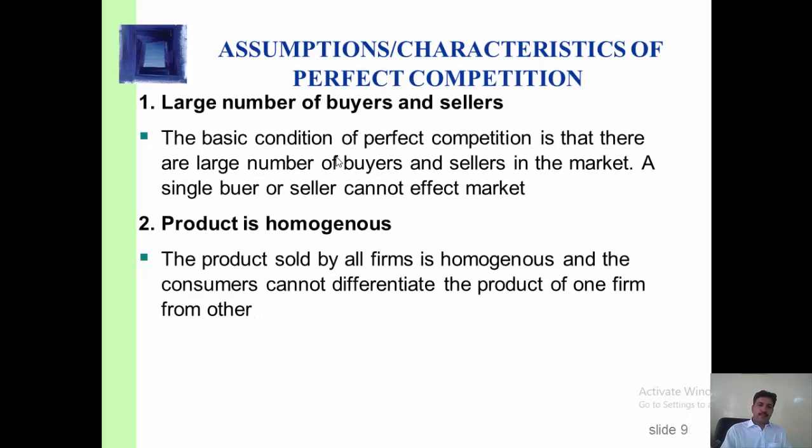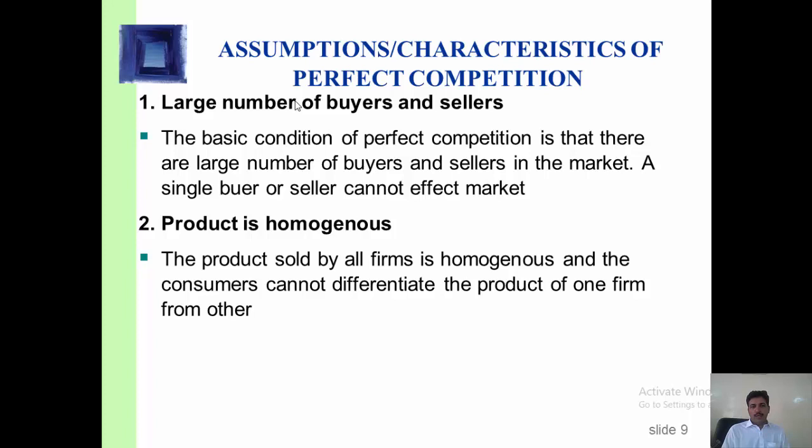Let us discuss the characteristics or assumptions of perfect competition. Some people call them conditions of perfect competition. The first condition for the existence of perfect competition is a large number of buyers and sellers. So, dear student, there are a large number of buyers and sellers in perfect competition, such that no buyer or seller is able to affect the market price.